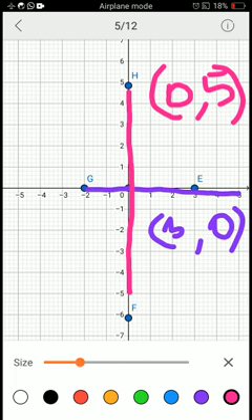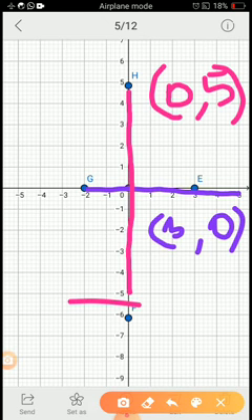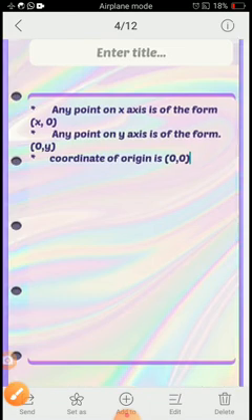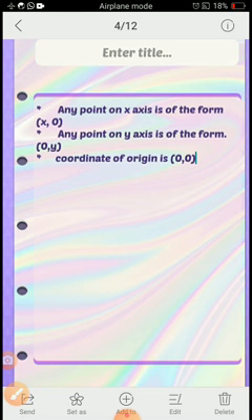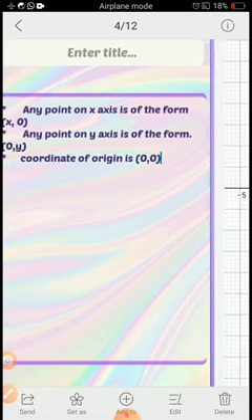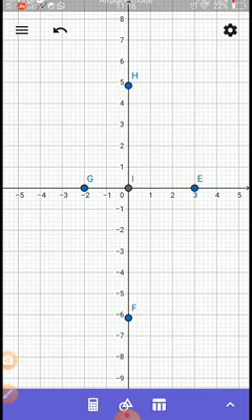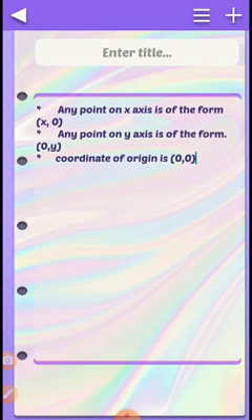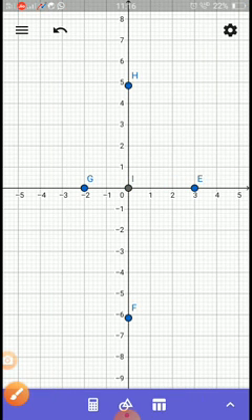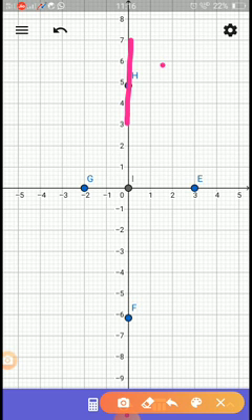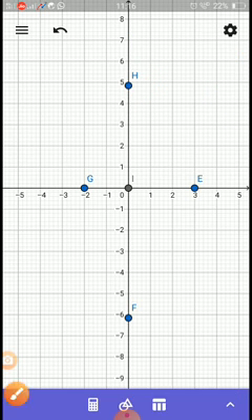Clear? So what can we conclude here? We can conclude that any point on the x-axis is of the form x, 0, right? So point E will always be of the form 3, 0. Then any point on the y-axis is of the form 0, y. That means any point on the y-axis will always be 0, y. For H it is 5. Clear?